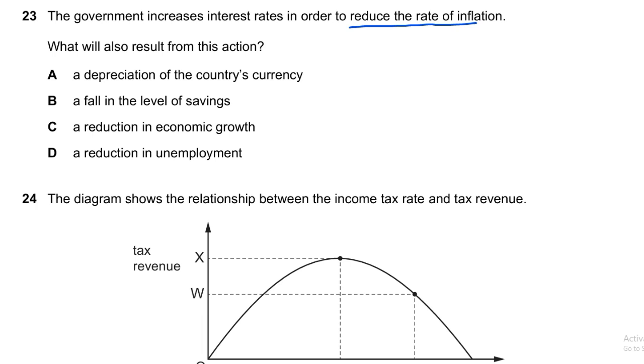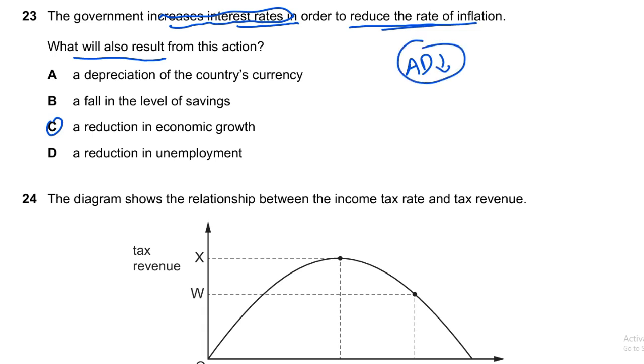And question number 23 says the government increases interest rate in order to reduce the rate of inflation, right? What will also result from this action? So for 23, option C is the correct answer, reduction in economic growth. So when interest rate is high, people will save more money and invest less, so as a result aggregate demand in the country will fall. When aggregate demand falls, economic growth will also decrease.